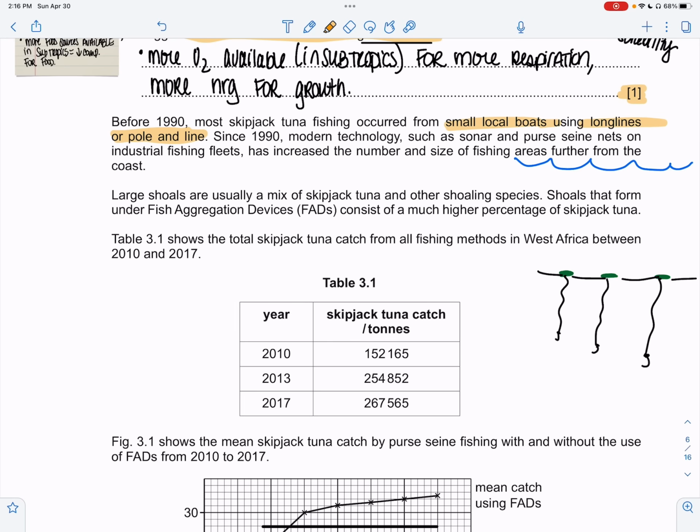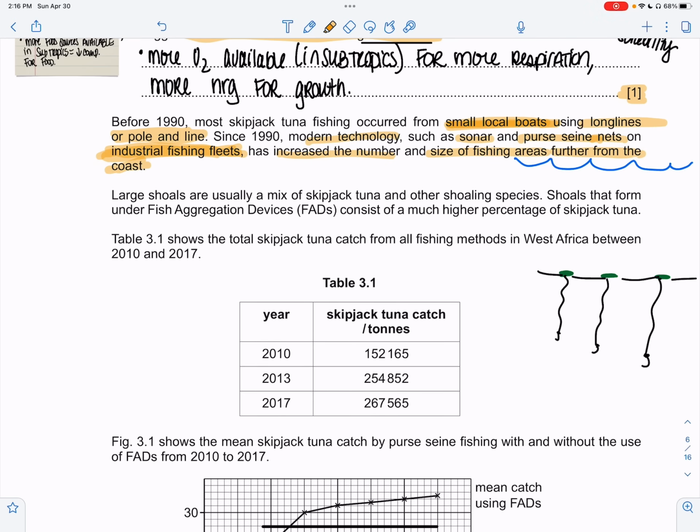Now, since 1990, modern technology like sonar and purse seine nets on industrial fishing fleets, so not just local. Before they said small local boats, now we're at industrial fishing fleets. That has increased the number and the size of the fishing area. So there are more fishing areas and they are also larger. They can also be further from the coast.